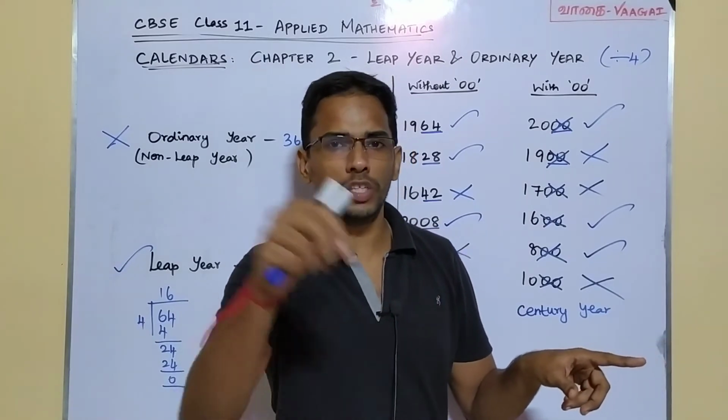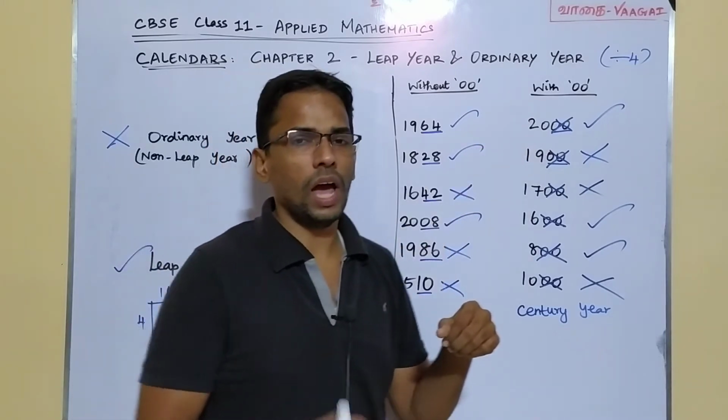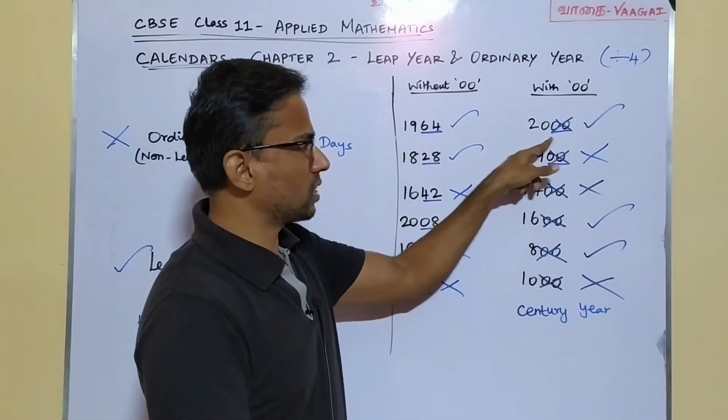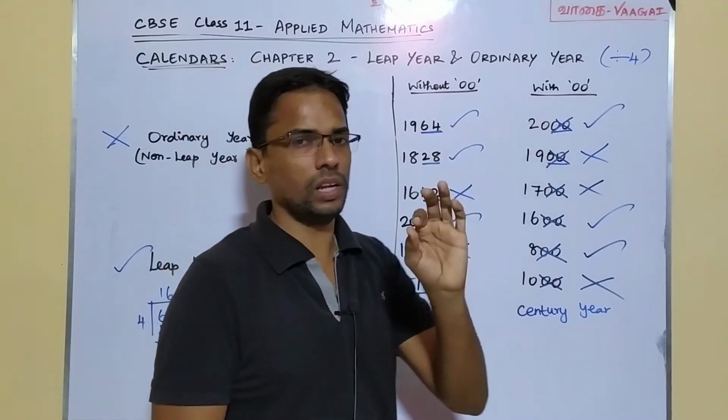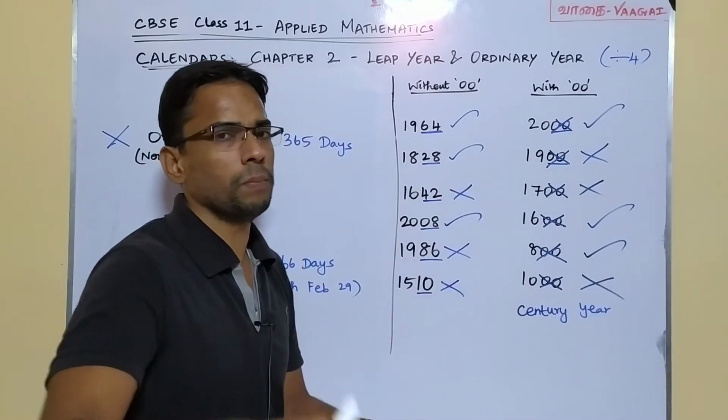So when you are given a century year alone, what should you test? Forget about the last two zeros and check the remaining part, whether that remaining part is divisible by 4 or not. That will decide whether your year is a leap year or not.